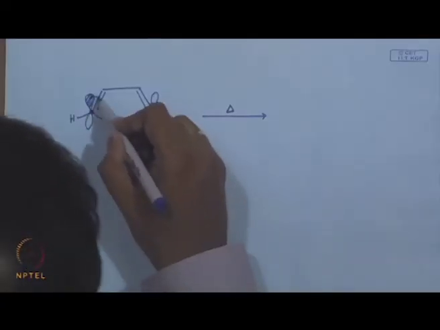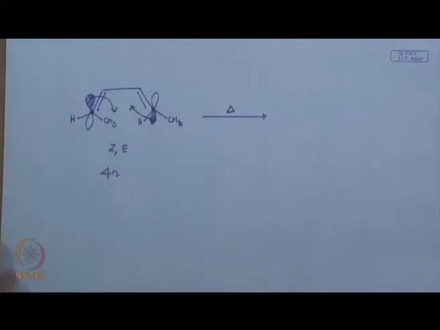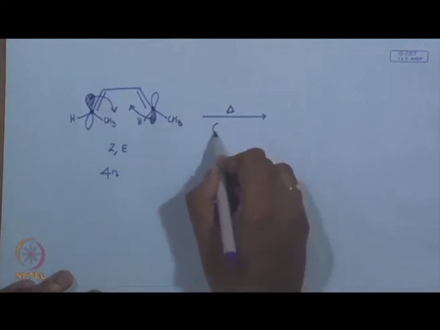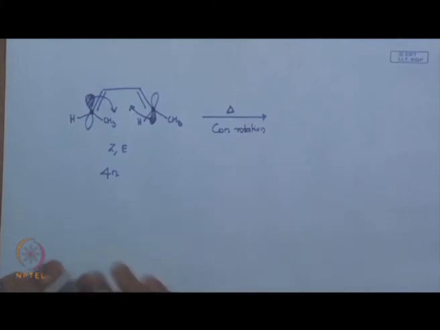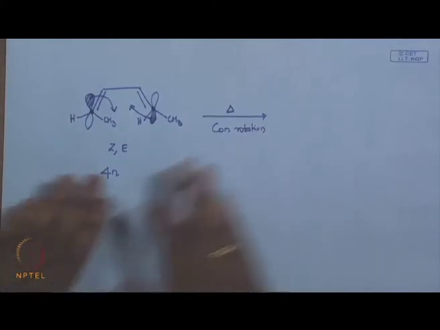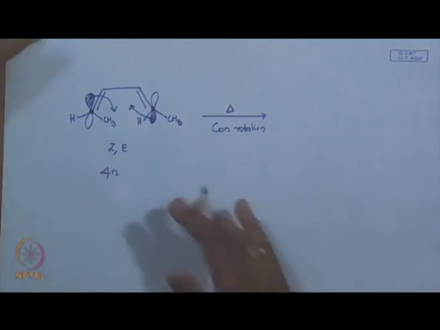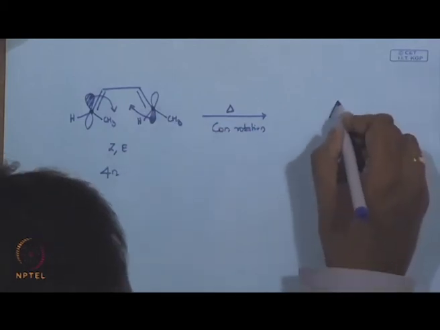And now if you shine light, I can move this guy up, because I want to make a bonding. And what rotation is that? One is clockwise, another is also clockwise. It is a con rotation. So it goes nicely with your Woodward Hoffmann rule. So 4n system heating con rotation, it is allowed. So the reaction goes nicely. Now see, I have moved this, so I have to draw it.